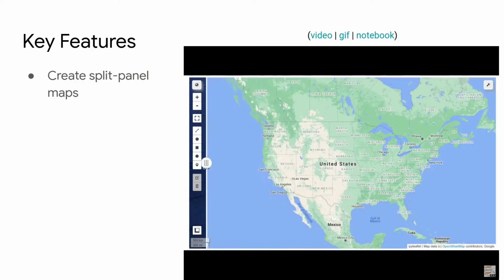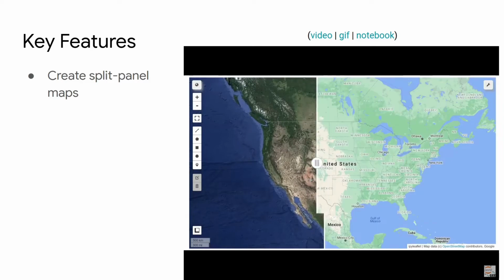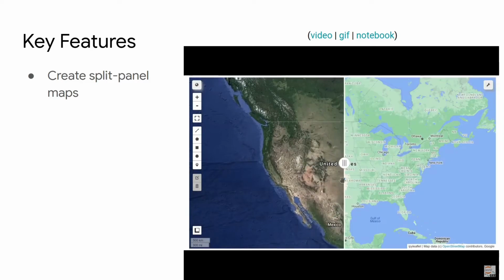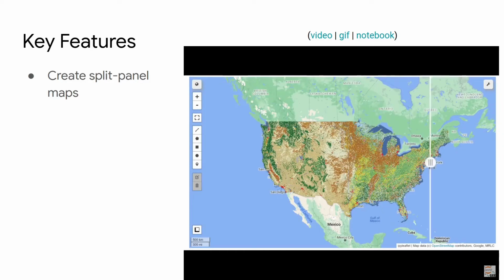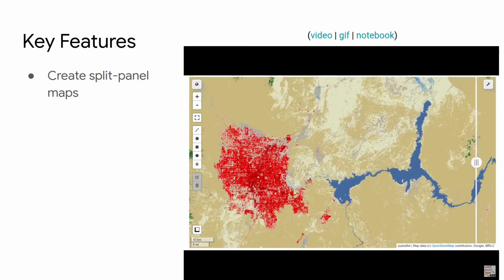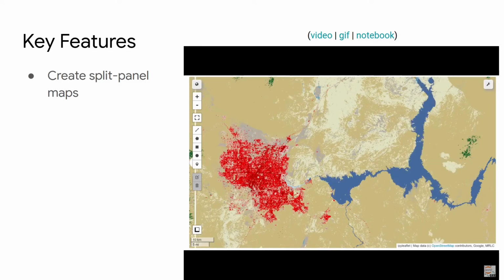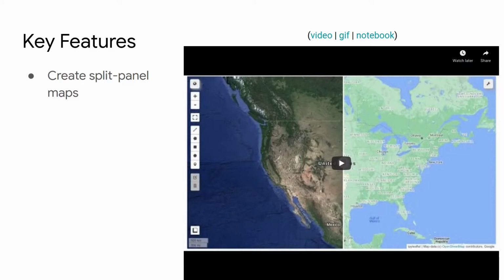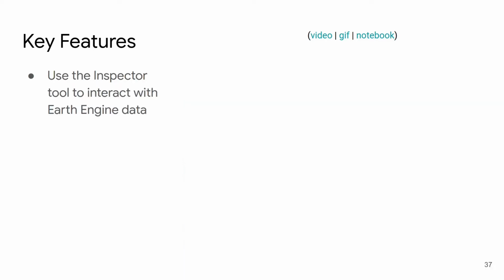You can also create a split panel map. So this is especially useful if you're trying to visualize the changes before or after certain events, for example, some natural disaster. You can also visualize, for example, urban growth or vegetation or deforestation or water changes, water dynamics. So you can do that for any kind of data layers.